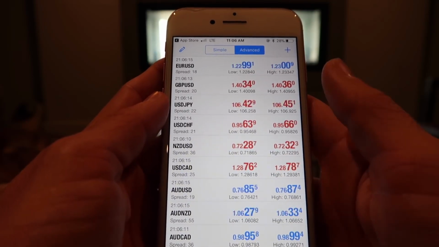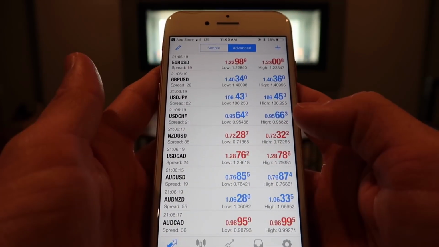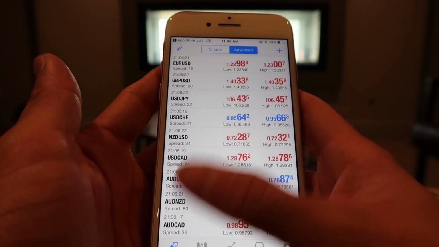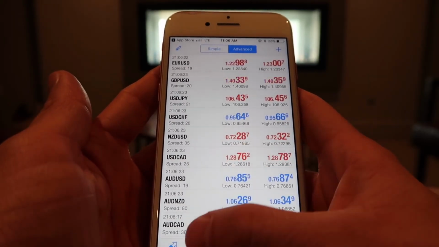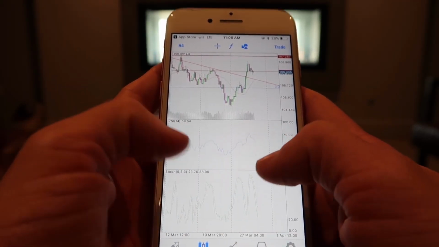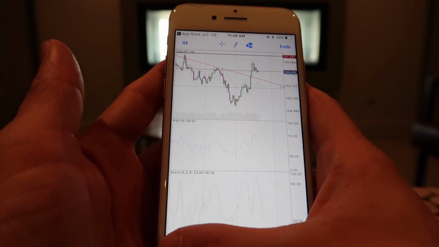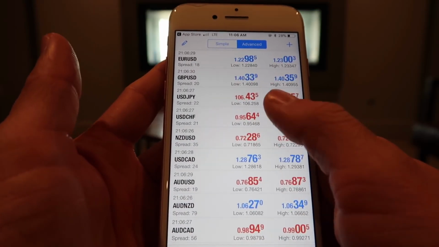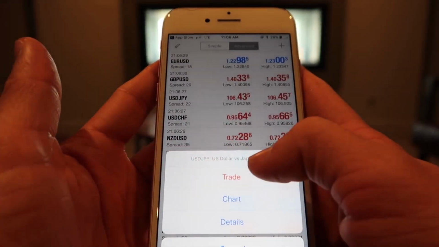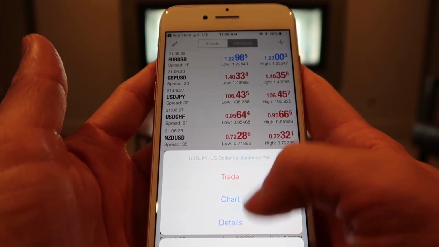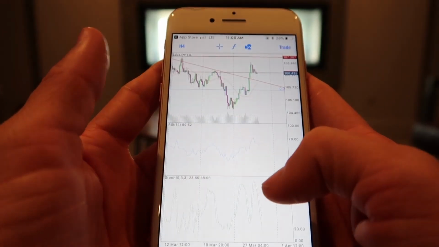So how do you actually start trading? Well, we have a couple of different pages on here. We have the quotes like I mentioned a second ago. We have our chart page where we can look at any chart that we would like. So let's say we're going to look at USD JPY. You can go right here and either click trade, chart, or details. Let's say we want to look at the chart first.